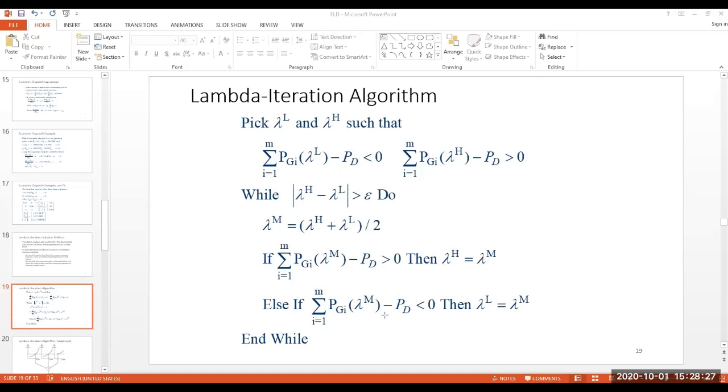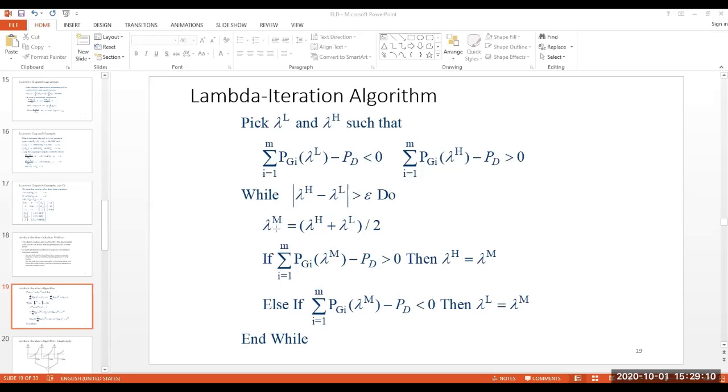Or if this other condition is satisfied, meaning after putting the updated lambda M into your error function it is still negative, that means you have to increase your lambda L to the newly calculated value of lambda M. And that ends. This is how simple it is. You just have to check these two conditions in each iteration. At the beginning of the iteration, you have to satisfy this while condition. When this condition is no longer satisfied, you end your while loop. And in between, you update your lambda.